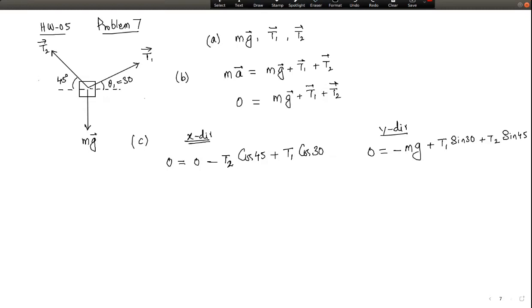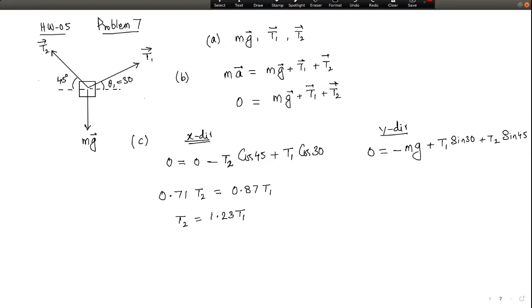Fine, these give us two equations. Let me write the two equations down immediately. So we have cosine 45. Substitute the numbers. We can even do this algebraically if we want. So this is 0.71 times T2 is equal to cosine of 30, 0.87 times T1. So I can say T2 would be equal to 1.23 T1.